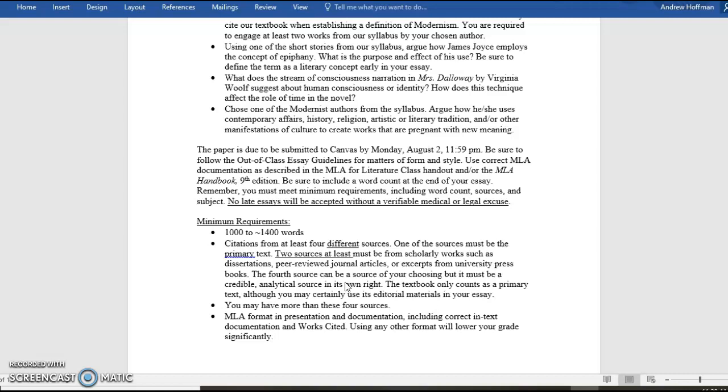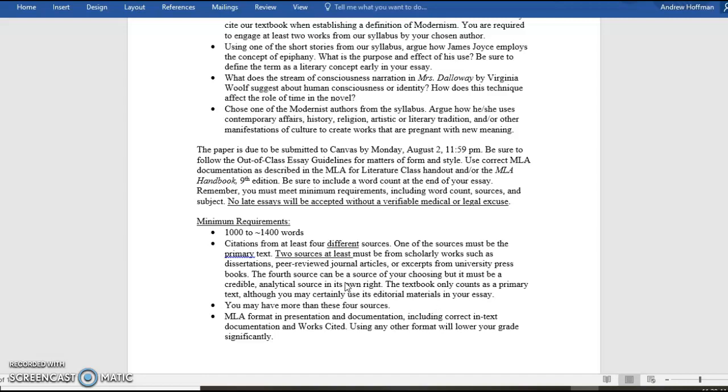Make sure you have citations from at least 4 different sources. One of the sources must be the primary text. That would be the novel, the short story, or the poem. Okay. 2 sources at least must be from scholarly works. Scholarly works would be things like dissertations, peer-reviewed journal articles, or excerpts from university press books.